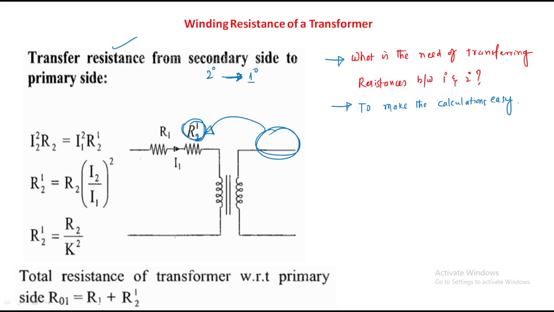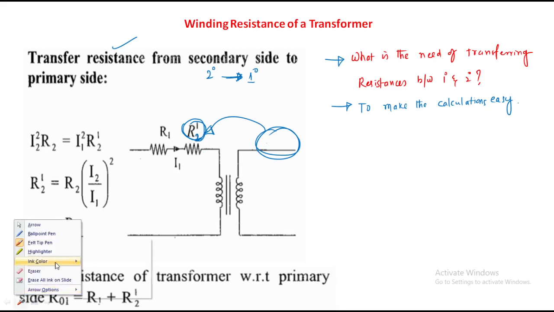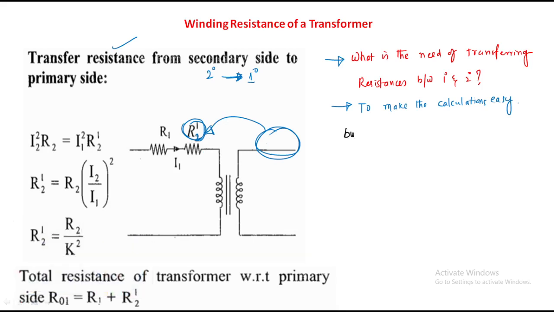But at any case, while transferring, there is no change in the copper loss. That is the very important statement. What is the need of transferring resistances from primary to secondary or secondary to primary? The reason is simple, to make the calculations easy. So for that, obviously there is no change in the copper loss.